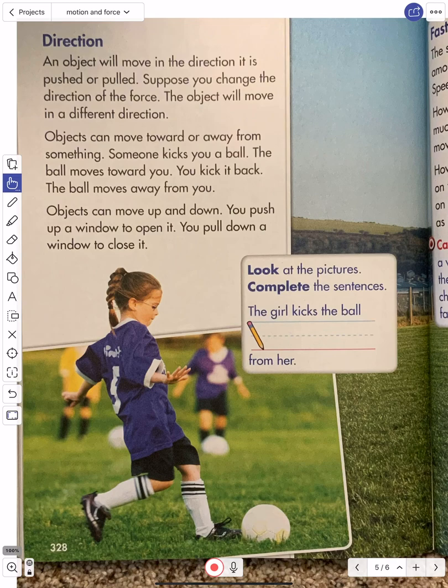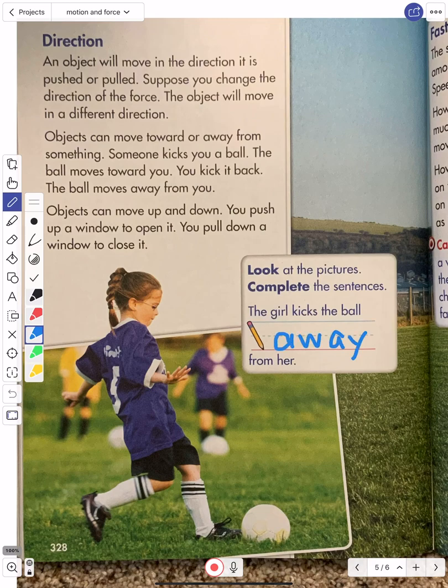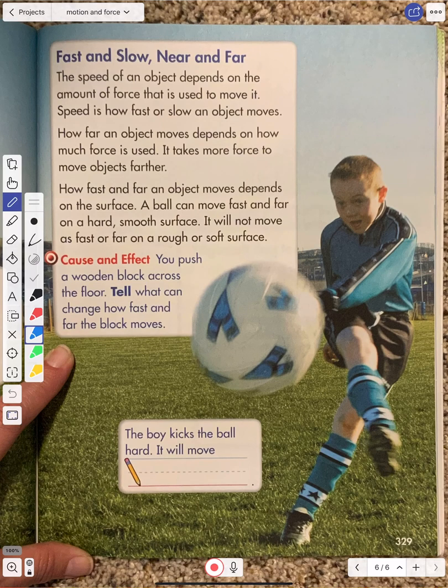And then we've got pictures of kids playing soccer. They're out on the field, and in the picture here the girl kicks the ball. Is she going to kick it toward her or away from her? How would she kick it? She would kick it away from her. Just think about in soccer how many times you're changing direction. You're doing that a lot in that game.